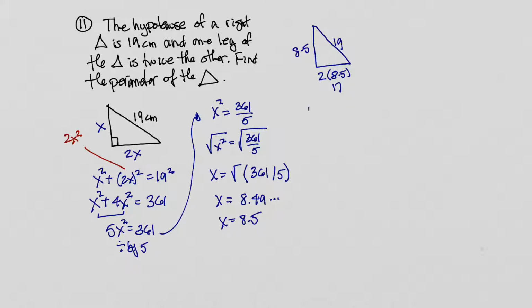So the perimeter is the length around. It's this plus this plus this. So the perimeter is going to be 8.5 plus 17 plus 19. When I add all those up, I'm getting 44.5, and I guess this is all in centimeters. So there we go.